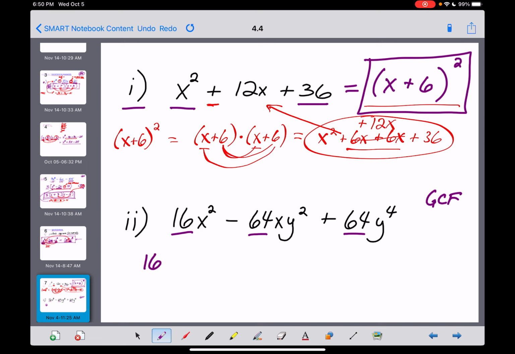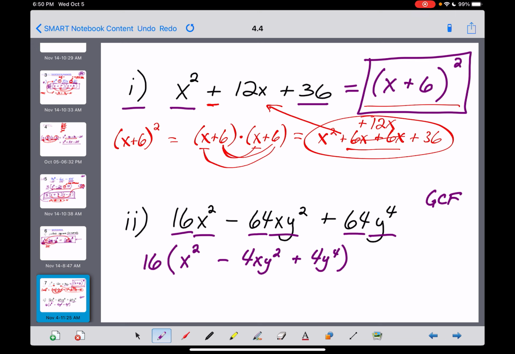Now, as far as variables, there's nothing we can pull out. The first term has x's but no y's. The last term has y's but no x's. Now the middle term has both, but that's inconsequential. There is no variable, either x or y, that all three of these terms possess. So I'm going to pull out the 16, and dividing it out, that's a 1x squared minus a 4xy squared, and then a plus 4y to the fourth.